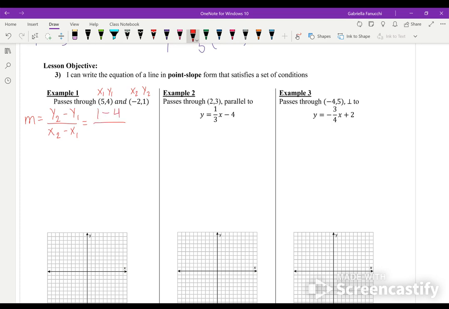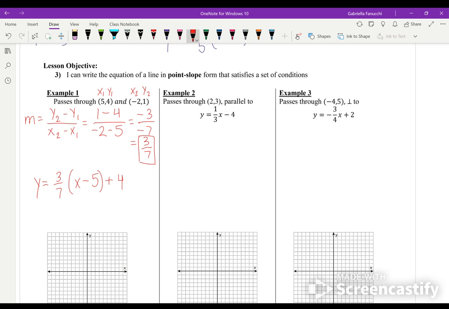So we have 1 minus 4 over negative 2 minus 5. So we have 1 minus 4, which is negative 3, and negative 2 minus 5, which is negative 7. A negative divided by a negative is going to be positive. So our slope is 3 over 7. It's not negative 3 over negative 7. It's positive because we have 2 negatives there. All right, so let's use our x1 and y1 for our equation. So y is equal to 3/7 times x minus 5, plus 4.